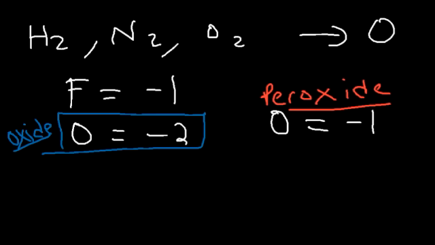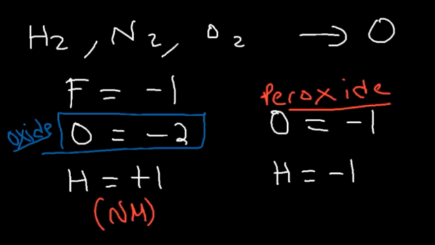Now hydrogen has an oxidation state of +1 when bonded to a nonmetal, but when hydrogen is bonded to a metal, it has an oxidation state of -1. So here are some examples. Calculate the oxidation state for sulfur in this compound, H2SO4.